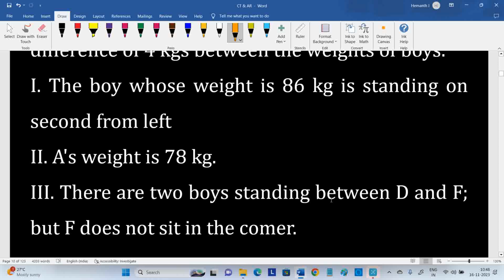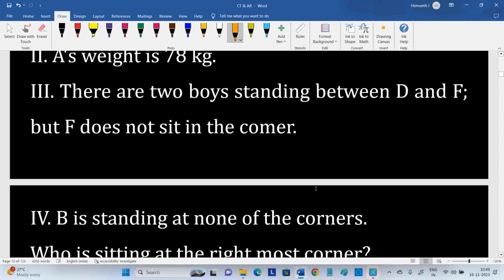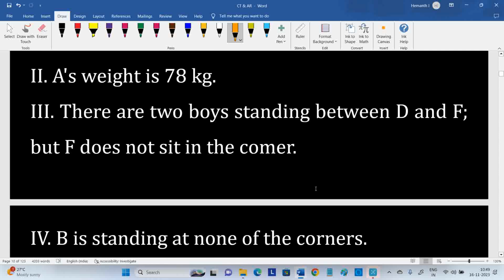Next one, there are 2 boys standing between D and F, but F does not sit in the corner. There is one more statement. The first 2 lines are simple. 6 people A, B, C, D, E, F are sitting as per weight. 4 kgs is the difference between neighbor candidates. There are 2 boys standing between D and F, but F does not sit in the corner. A's weight is 78 kgs. B is standing at none of the corners. That's it. We have 4 statements.